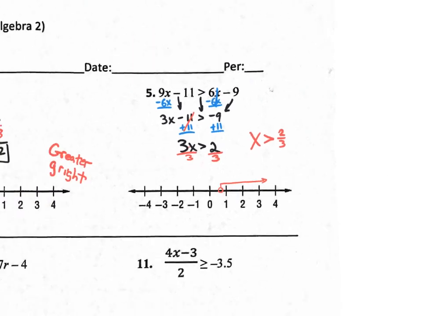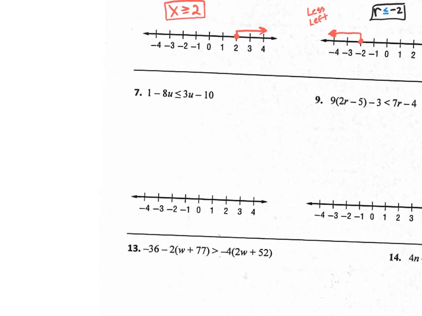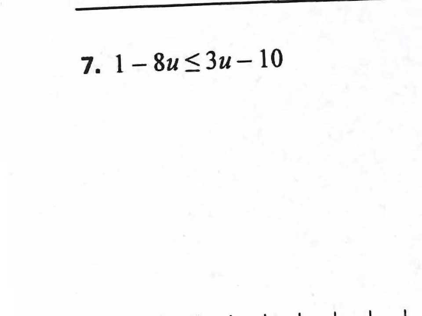Moving on. Let's go to the next one, number 7. Let's get u by itself on one side. I've been moving the variables to the left. This time I'm going to move it to the right just to show you what you must do at the end in case you do move the variable to the right.